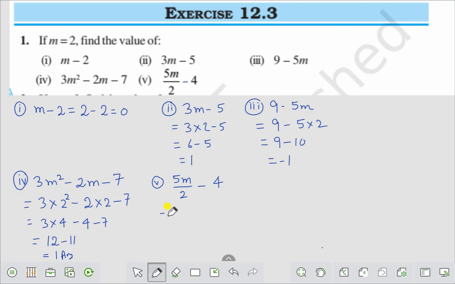We are getting the value of m is 2. 5 into 2 by 2 minus 4. This 2 will cut. Therefore we are getting 5 minus 4, that is equal to 1.